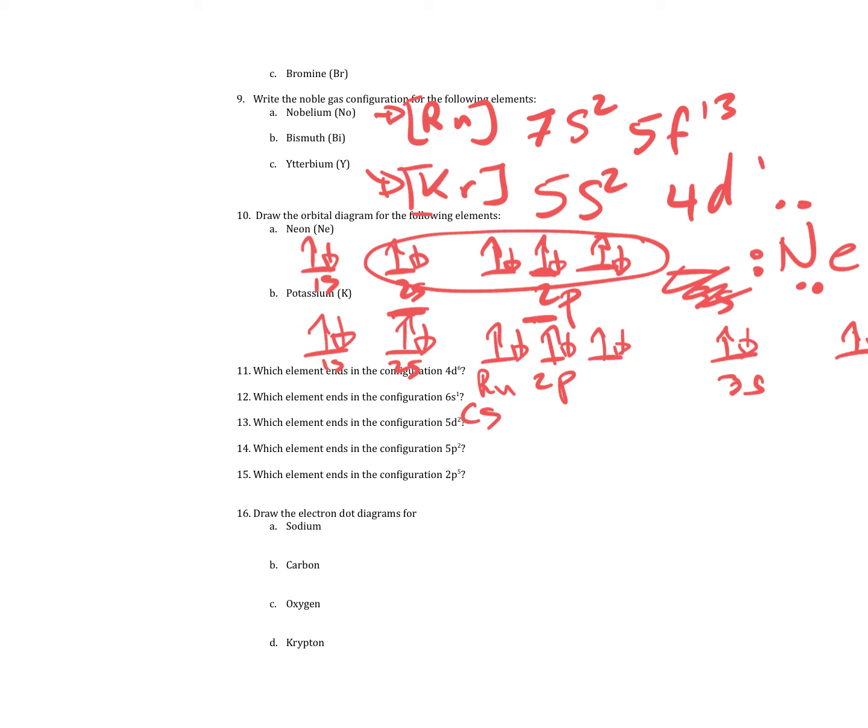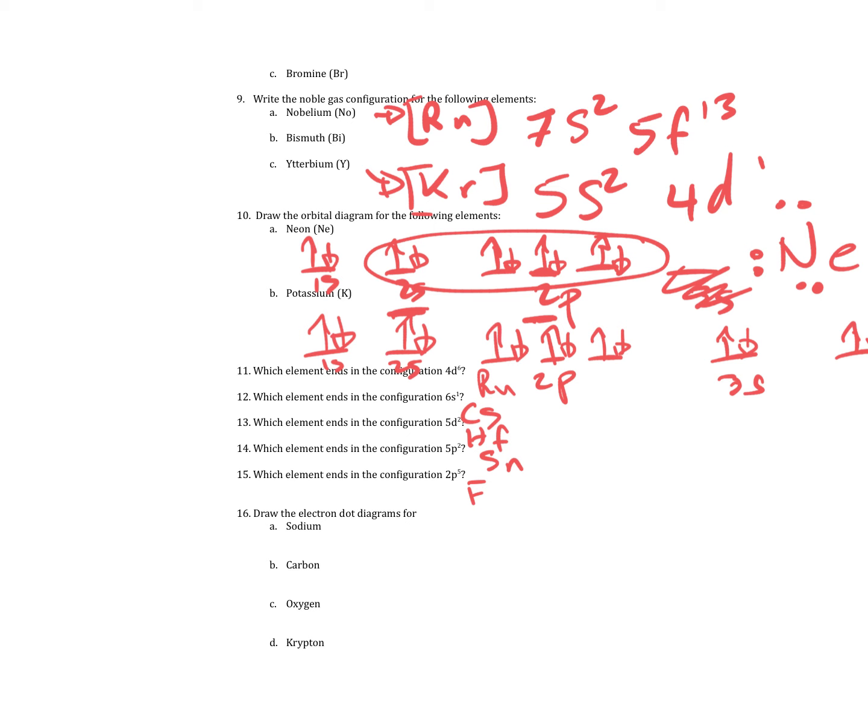Which one is 5d2? So we go 3d, 4d, 5d, and it looks like it's Hf. 5p2, we go 2p, 3p, 4p, 5p, and the second one looks like it's Sn. Which element ends with 2p5? So we go to row number 2 and find the 2p, and the fifth one is fluorine.